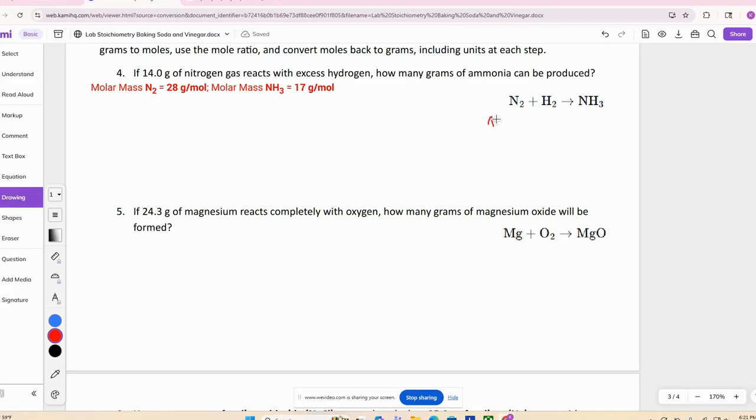We're going to go N2 plus, we have two hydrogens and three hydrogens. To balance this out, 3 times 2 is 6. So let's go 3 H2, going to give us 6 hydrogens. And then here, we're going to put 2 NH3. Because now 2 times 3 gives us 6 hydrogens, 3 times 2 gives us 6 hydrogens. Over here, the 2 times the N gives us 2 nitrogens, and right here, you can see we have 2 nitrogens.